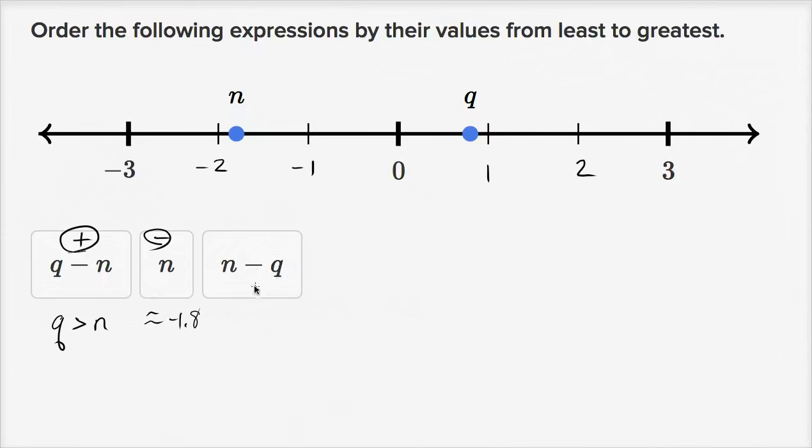n minus q. So it's going to be the negative of q minus n. So for n minus q, we have the smaller number, and from that we're subtracting the larger number. So this thing right over here is going to be negative. So the largest of these values is definitely going to be q minus n, which is going to be positive. And then we have to figure out which is going to be more negative, this n value or this n minus q value. Well, let's think about it a little bit.